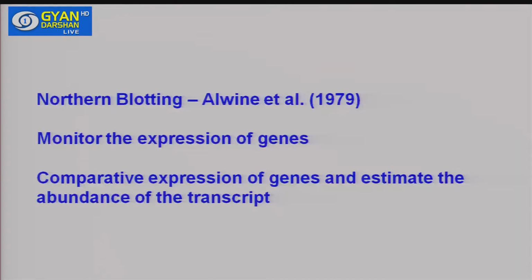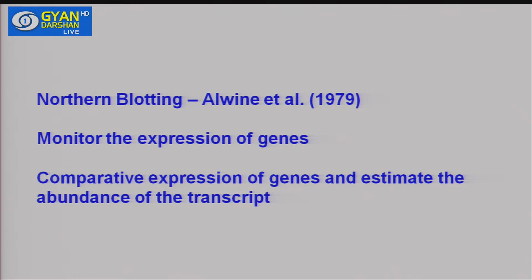Next we come to Northern blotting. The Northern blotting experiment is, technique-wise, basically the same as Southern blotting. The only difference is that in Northern blotting we use this technique in order to monitor the expression of a gene. That is the second step. Once you construct the transgenic plant, you need to find out whether the transcript is being generated, whether the gene is being expressed. For that you go for Northern blotting. This was a technique discovered by Alwine in 1979.